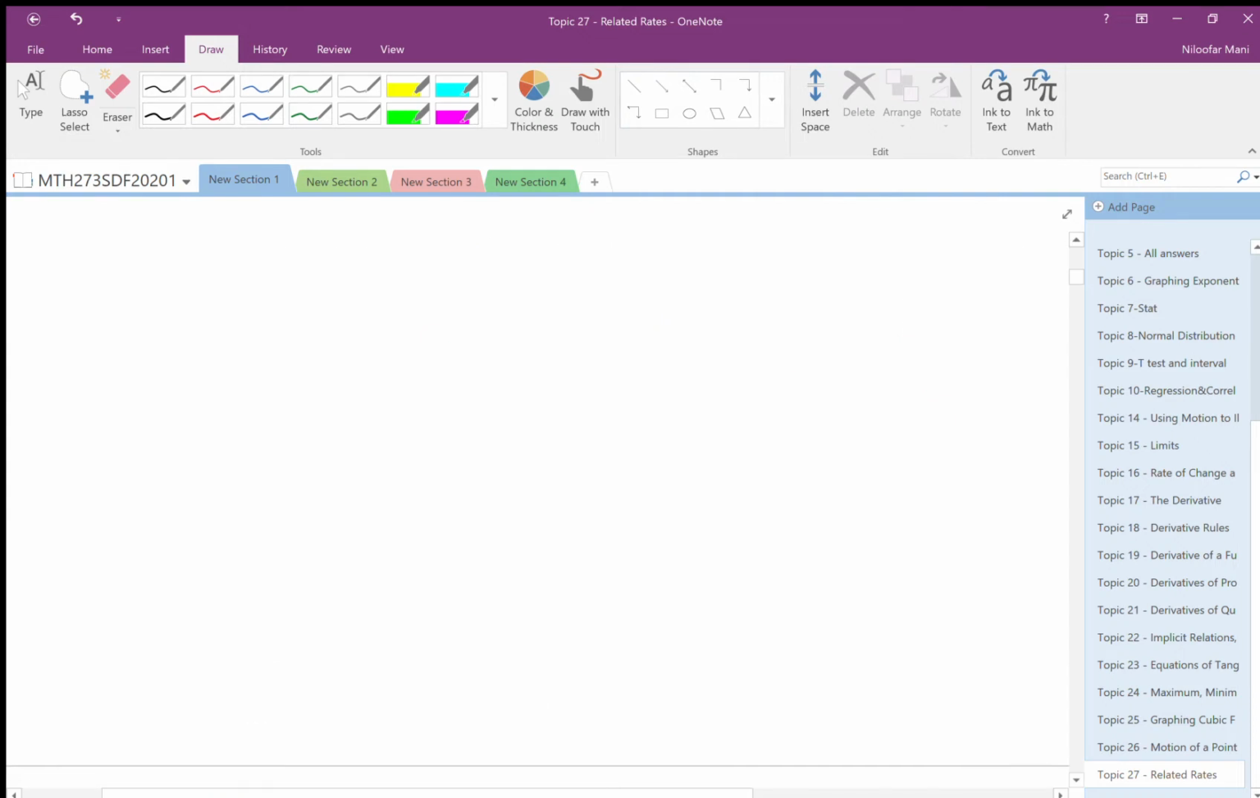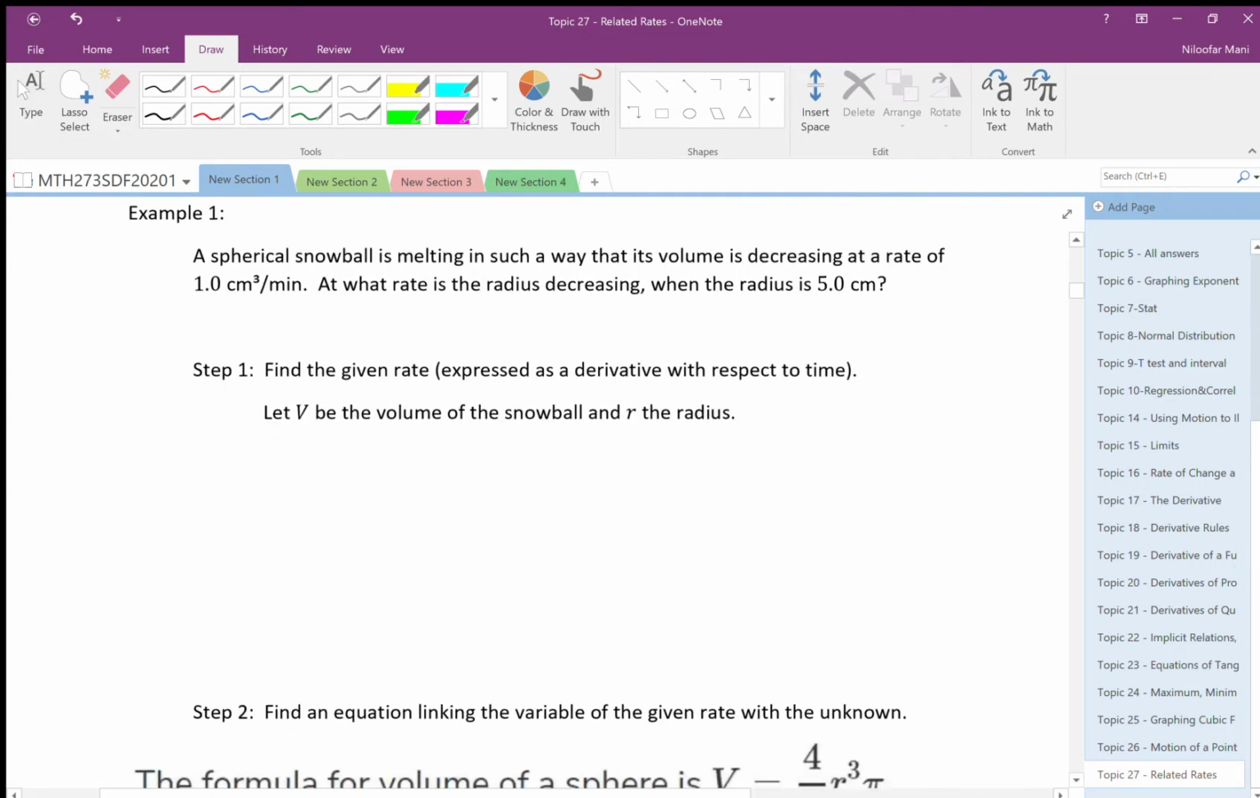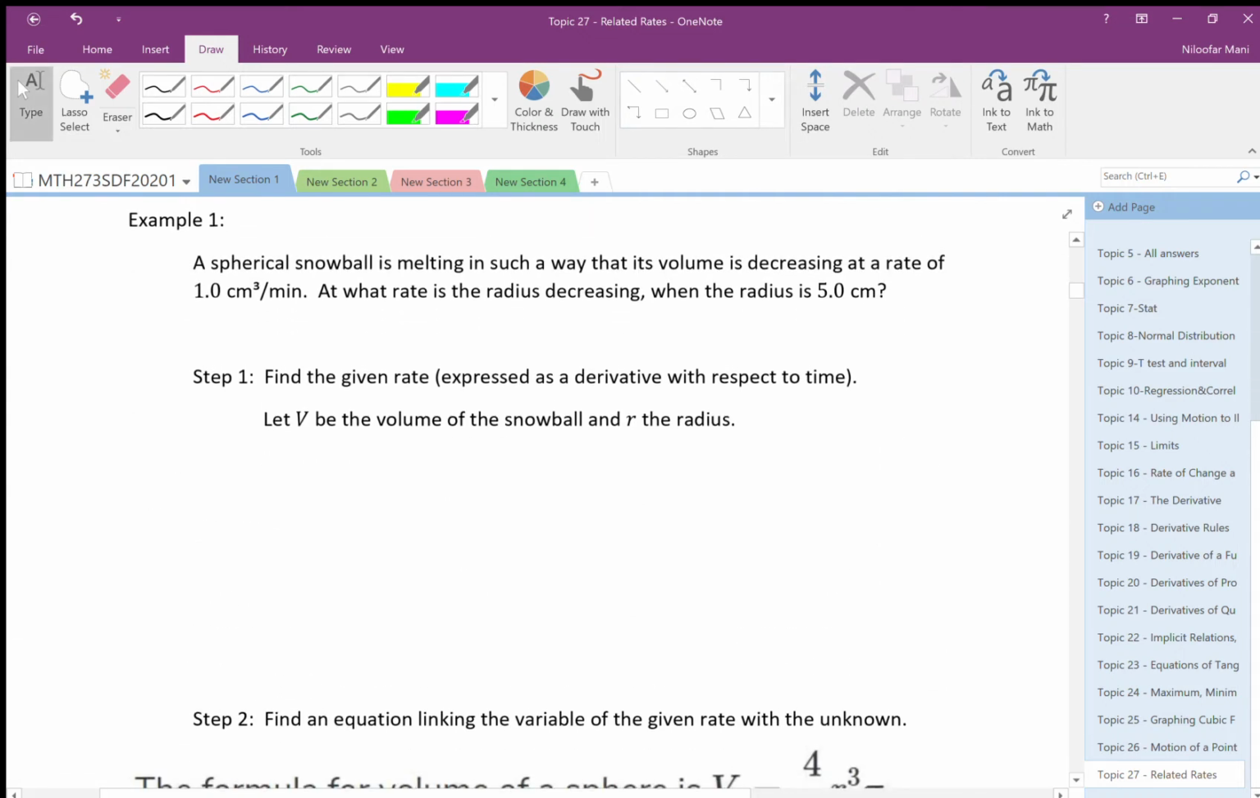Okay, so here we do this question just step by step. A spherical snowball, which is like a ball, right, is melting in such a way that its volume is decreasing at this rate. Okay, so I can write it this way.